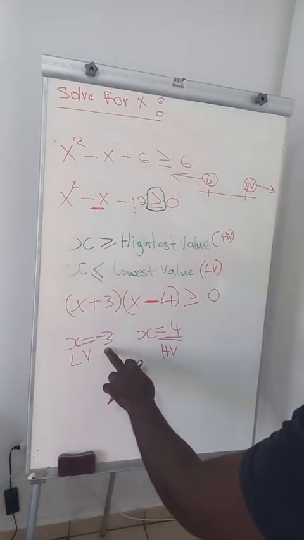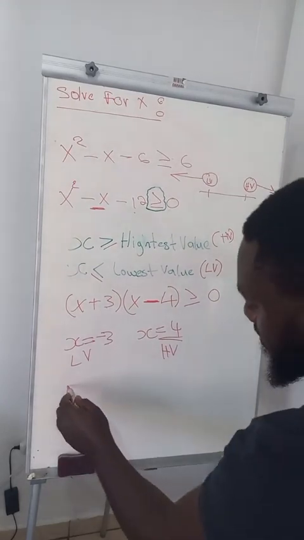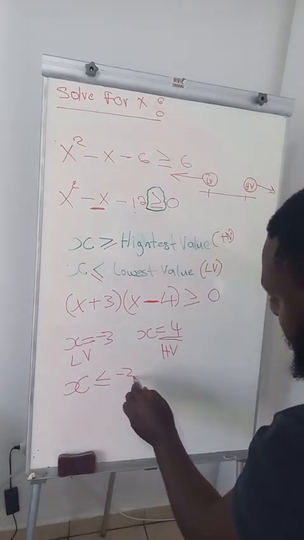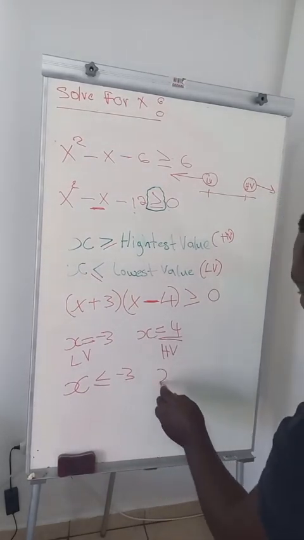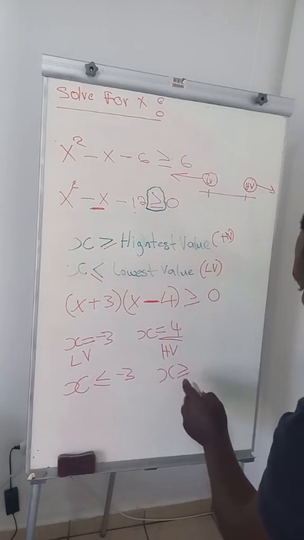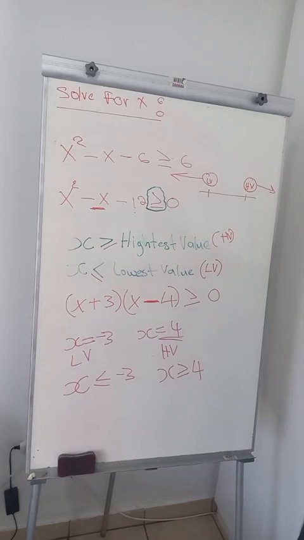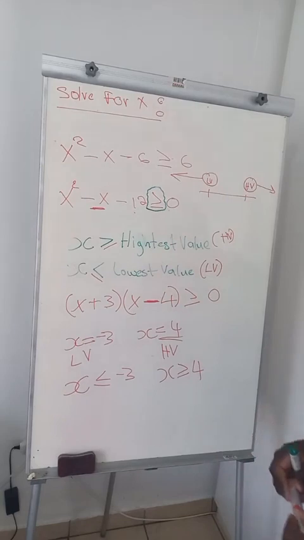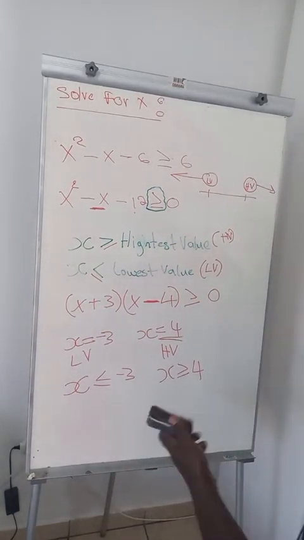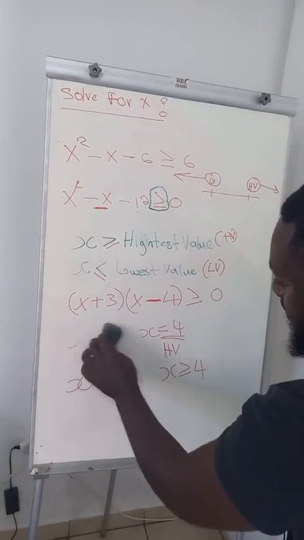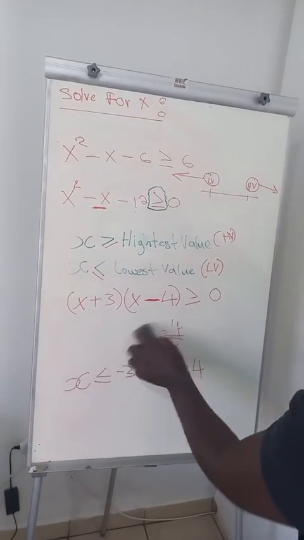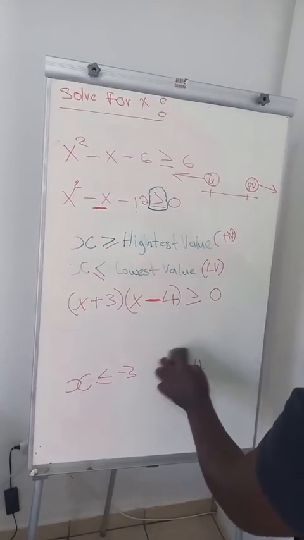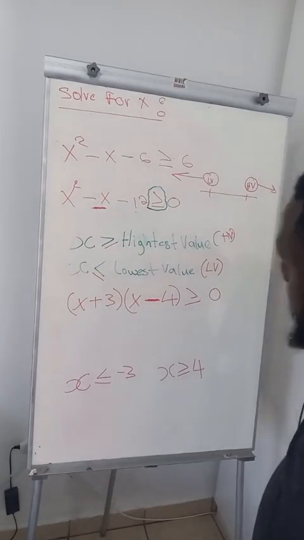Your lowest value here is negative 3, so it will say x is less than or equal to negative 3. And the next will be x is greater than or equal to 4. So this is actually your answer. Now I can rub this part, because it is not part and parcel of your answer. Here I was just showing you how to reach the final answer. So this is what you get.